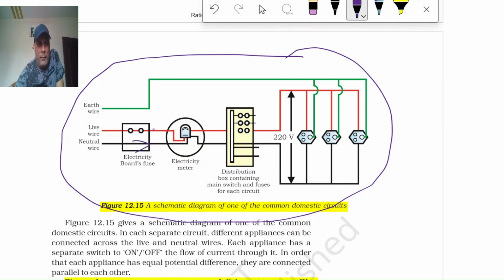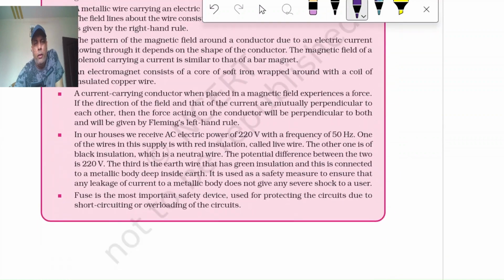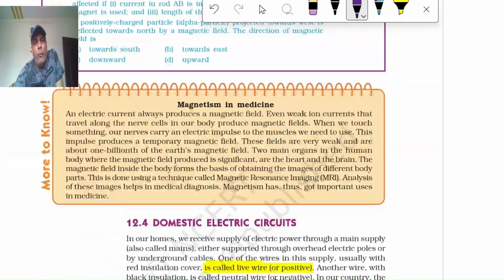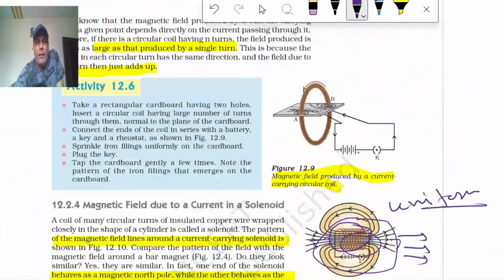This is the black, and this may be the red, that will pass through the meter, and after that come to the distribution box. From here we pass the live and neutral, and the earthing will come directly, it will not pass through the distribution box. Maybe the distribution box will be connected with earthing, but the earthing will not pass through it. So the entire magnetic effect of current we have explained here.